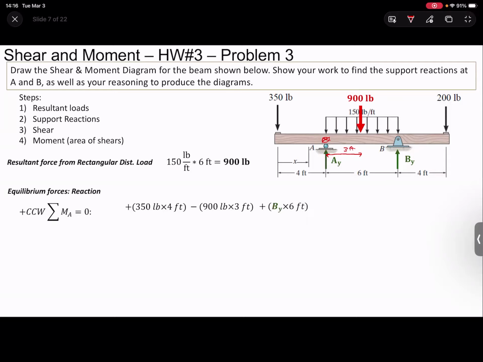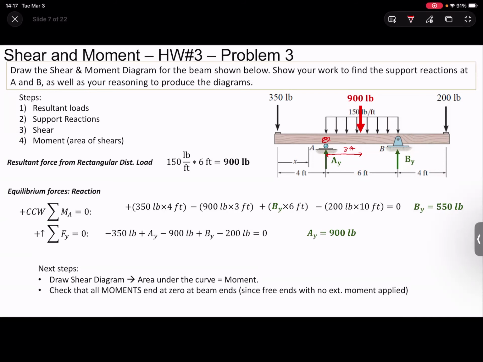And then we have BY causing it to rotate counterclockwise. So that's why it's plus. And then we have the 200 pounds acting 10 feet away from point A. We set these equal to 0 and we solve for B. So BY is going to be 550 pounds. Positive, meaning it's in the direction that the arrow is showing. We then do summation of forces in the Y direction, a little bit simpler math, to solve for AY, which is positive, again showing that the way the arrow is showing, is 900 pounds.